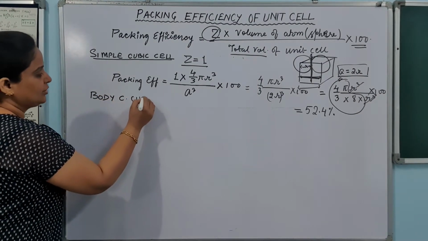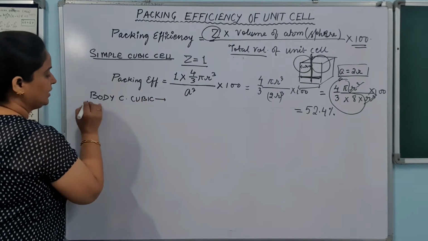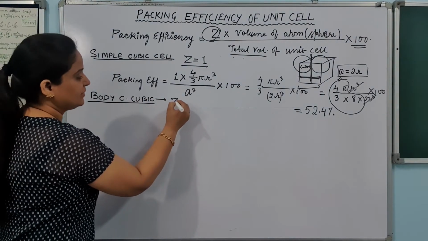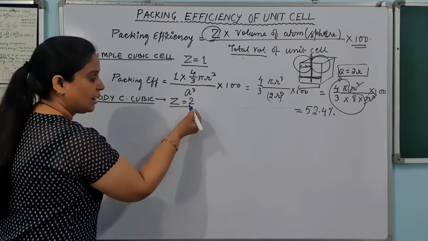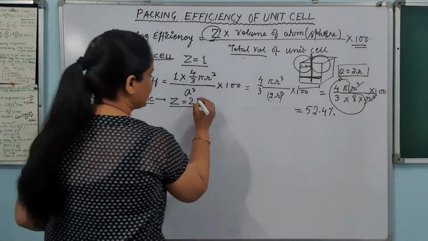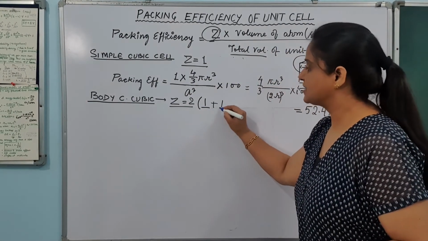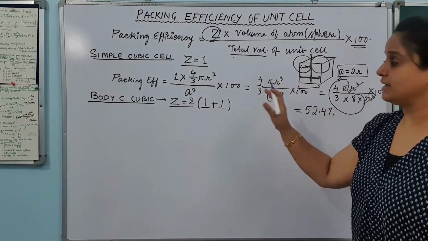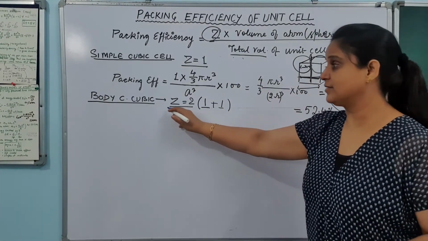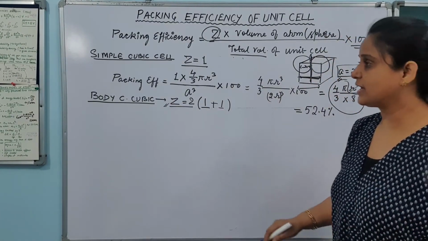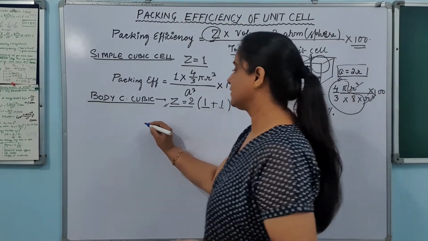Body-centered cubic cell. And for that we know that the value of Z is 2. How is the value of Z 2 for this? Because we know that one atom is present at the corners and one atom is present at the body center, and that is why its value of Z is 2. So let's calculate the packing efficiency.